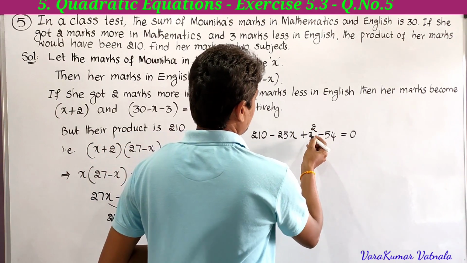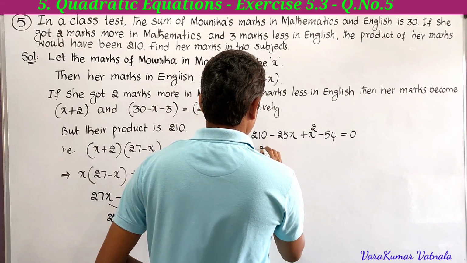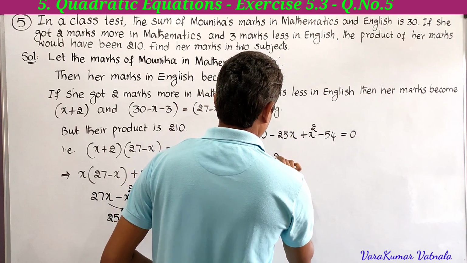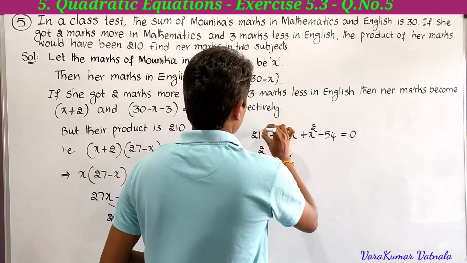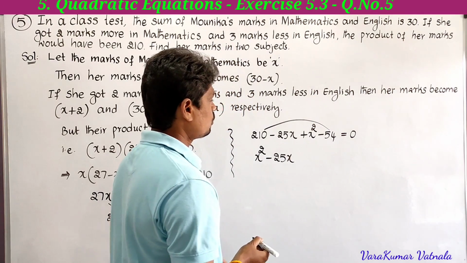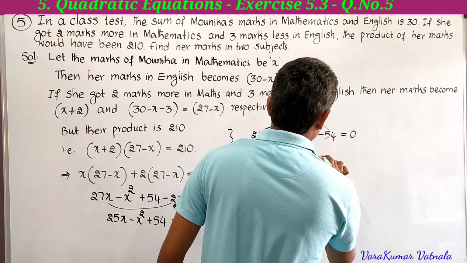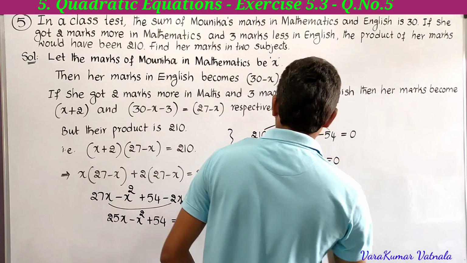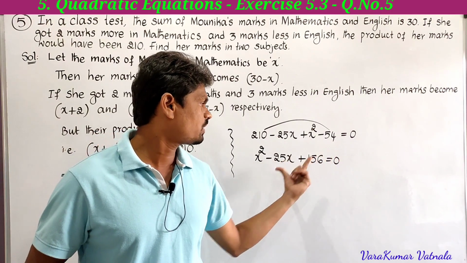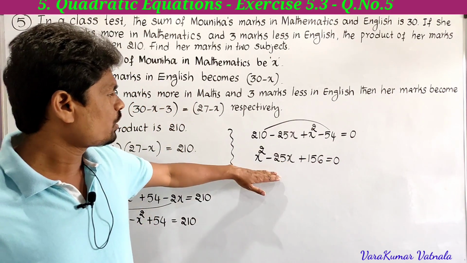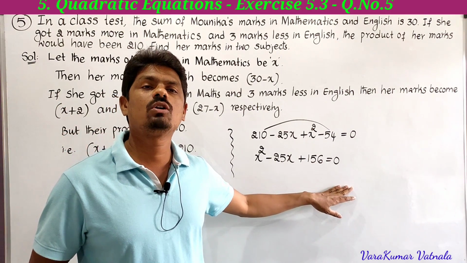So I am writing in order. First I am writing x square, then minus 25x, and next 210 minus 54. So 210 minus 54 we get plus 156. Plus 156 is equal to 0. So x square minus 25x plus 156 equal to 0. Now it is in the form of a quadratic equation, ax square plus bx plus c equal to 0.